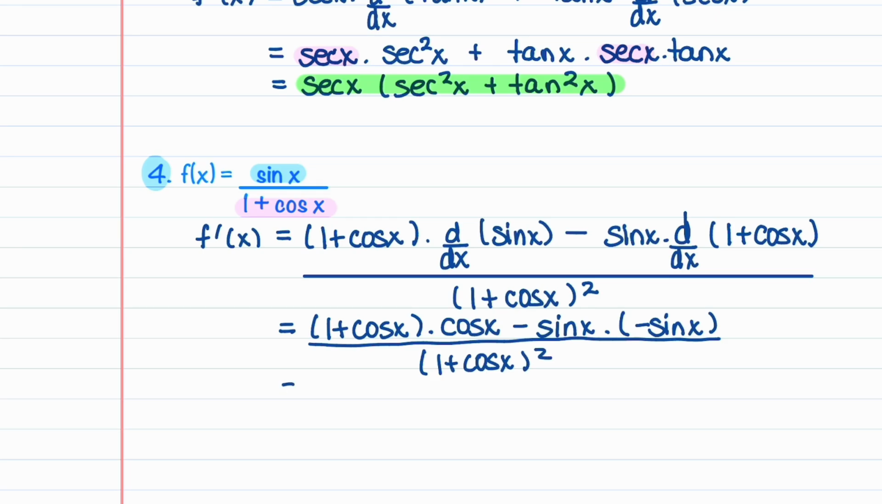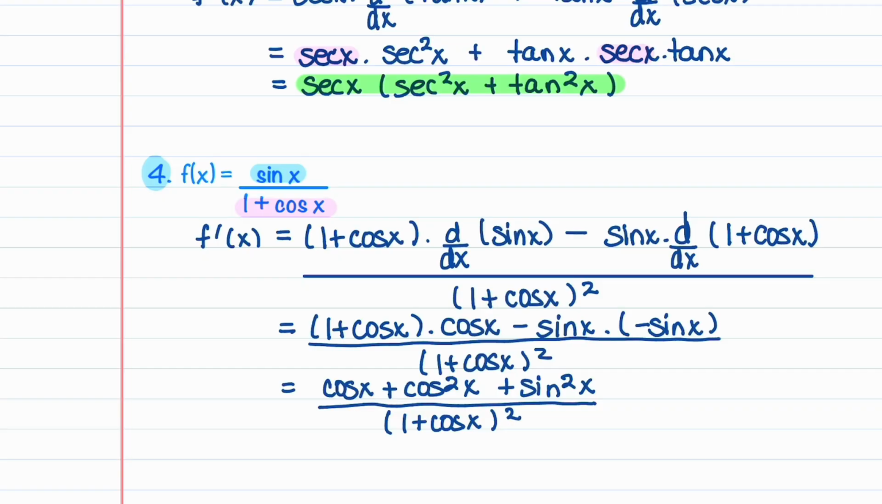Now let's go ahead and multiply things out. Our first term gives us cosine x plus cosine squared x. And then our second term, we have a minus sine x times a minus sine x. So that gives us a plus sine squared x. And then we have our same term in the denominator, 1 plus cosine x quantity squared.